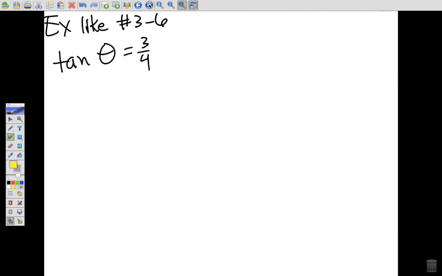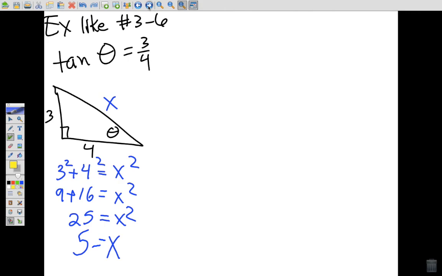The next example is just like problems number 3 through 6 on your worksheet. They're going to give you one of the 6 trig ratios, and you have to find all of the others. Well, you know tangent is opposite over adjacent. So I'm going to write any right triangle I feel like drawing and label theta and the opposite side and the adjacent with the 3 and the 4 that are given to me. Using the Pythagorean theorem, I now can calculate the hypotenuse.